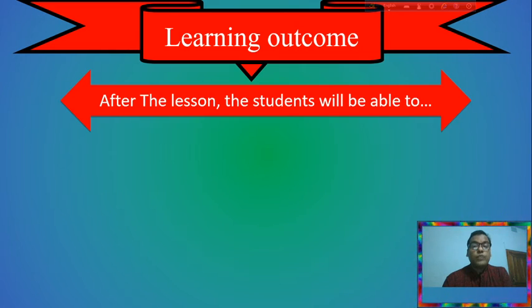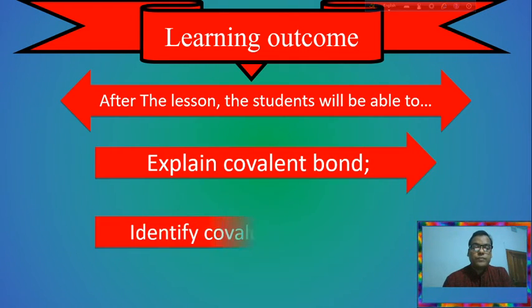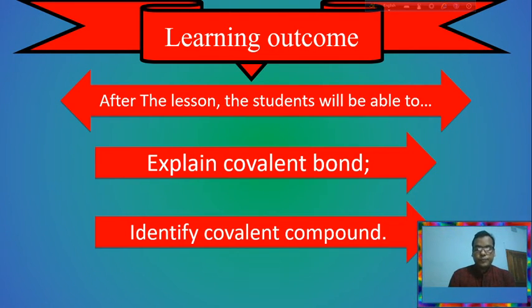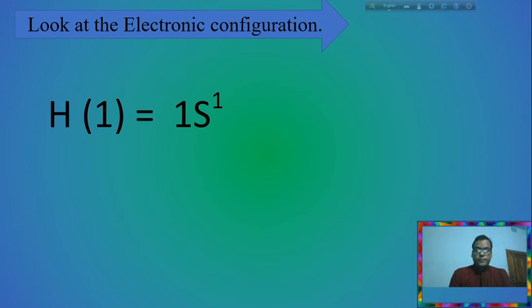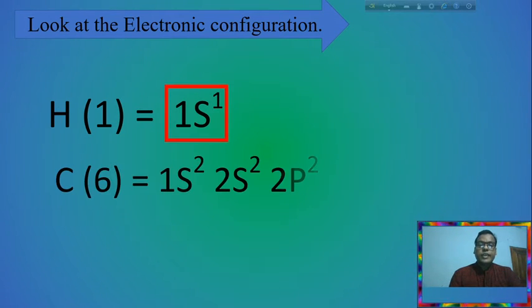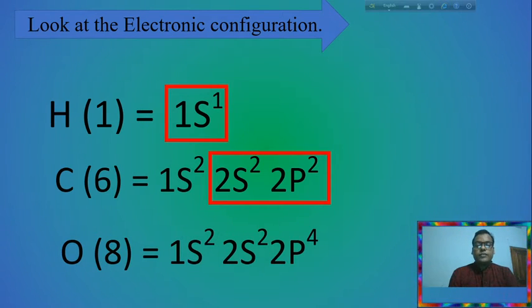After the lesson, you will be able to explain the covalent bond and identify the covalent compound. Look at the electronic configurations. First of all, hydrogen. It has 1 electron and its electronic configuration is 1s1. Second element is carbon. Its electronic configuration is 1s2, 2s2, 2p2, and 4 electrons at the outermost principal energy level. And another element is oxygen. Its electronic configuration is 1s2, 2s2, 2p4, and 6 electrons at the outermost principal energy level.